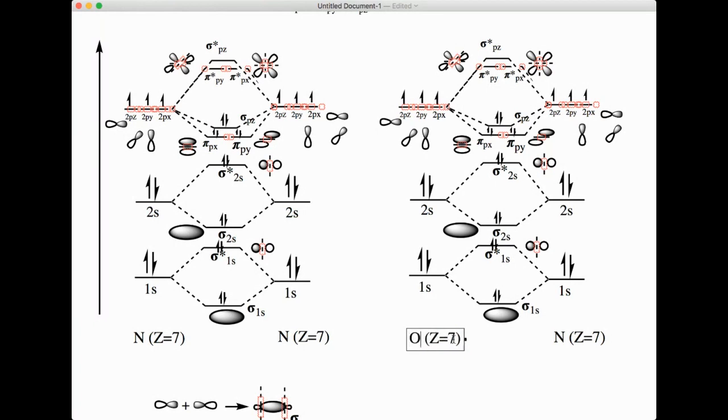So the atomic number of oxygen is 8. Okay. So the electronic configuration of oxygen would be 1s2, 2s2, 2p4. So I need to add 1 electron in the p orbitals. Okay. So right here, I'm going to add 1.